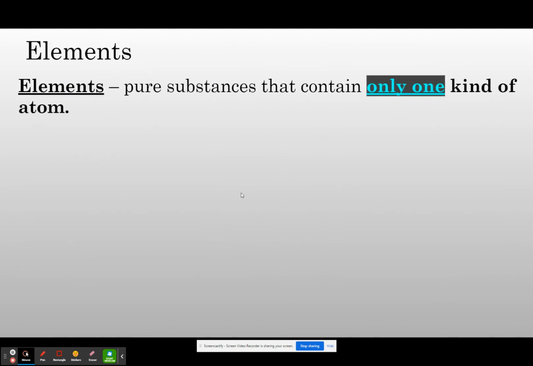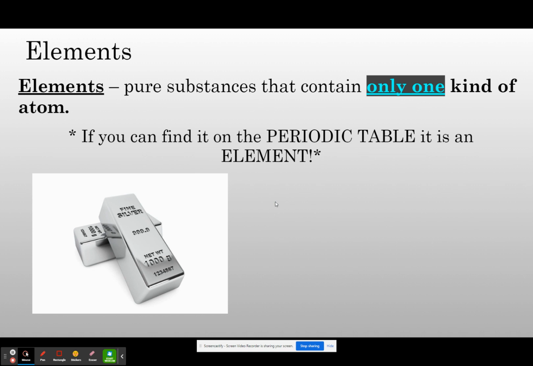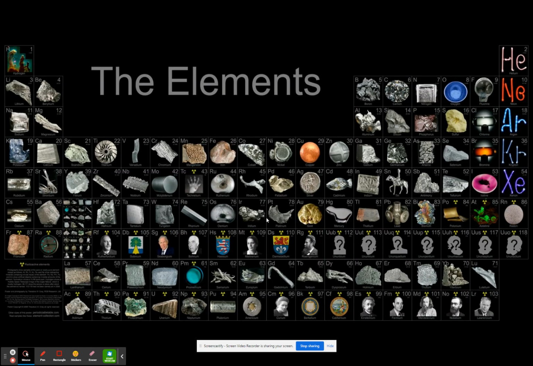A little more information on elements. Elements are pure substances that contain only one kind of atom. So you have to find it on the periodic table, like our silver or our mercury here. When we look at our periodic table, these are pictures of elements or who discovered them. These guys are not made of these elements here, but you can see silver, element 47, and mercury, element 80.